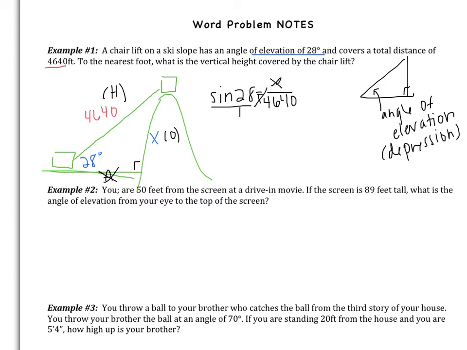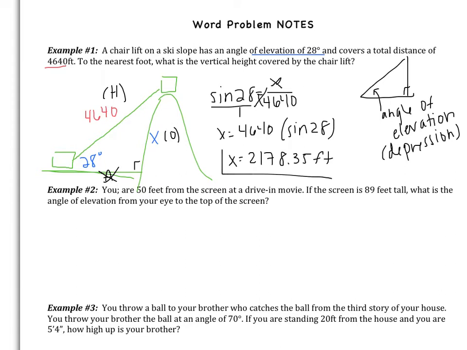Putting this over 1, I'm going to do my cross products. I get x equals 4,640 multiplied by the sine of 28. In this case, I find x to be 2,178.35 feet. So the chairlift covers a vertical height of 2,178.35 feet. So I need to ask myself, does this make sense? Well, considering that it's a leg of the right triangle, it should be less than 4,640, which it is, so that's good. My answer checks out.